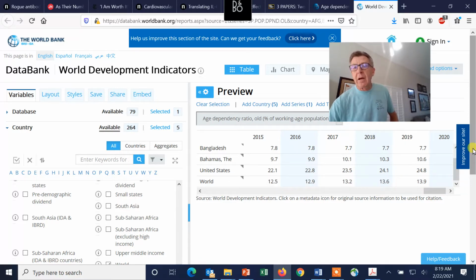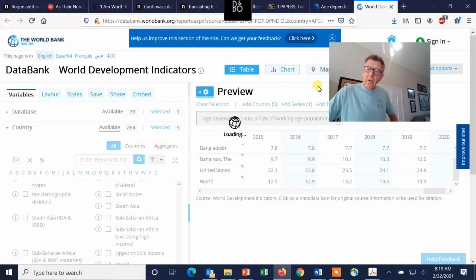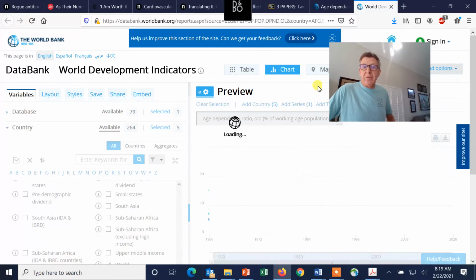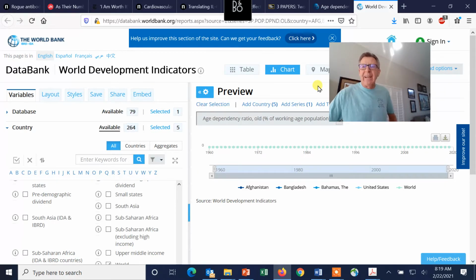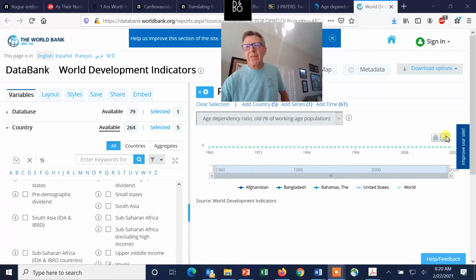Then what you want to do, and I apologize, it's a little bit long-winded, you hit chart. It's going to take a little while to load. This is not the speediest of websites. This chart, as it comes up, looks kind of like, whoa, that's not real useful, is it? So what you then do is you click right here. You're going to export the chart.